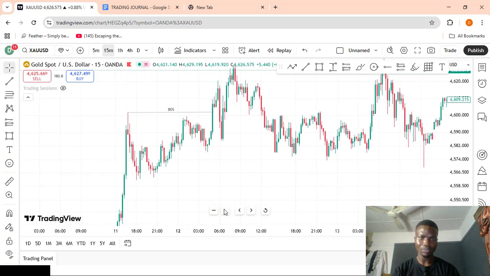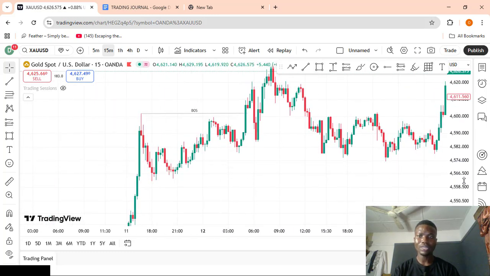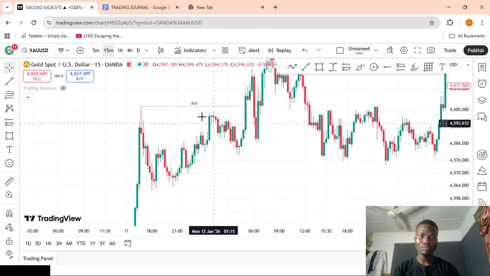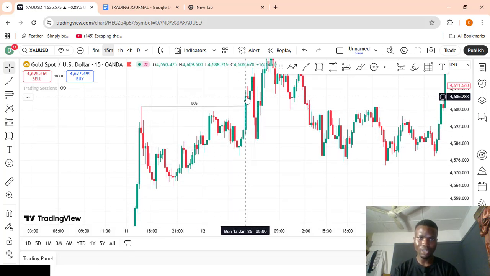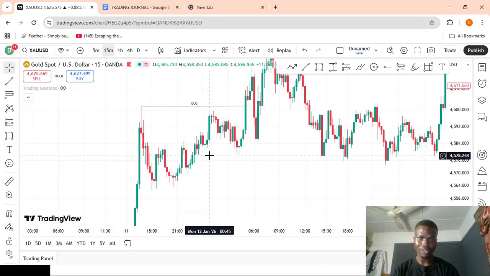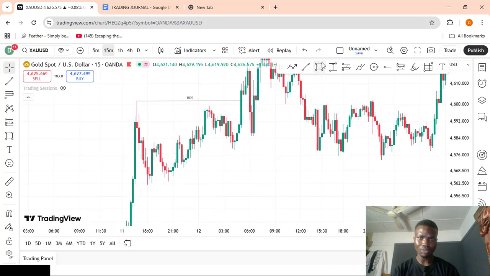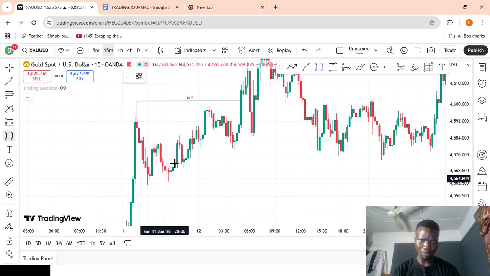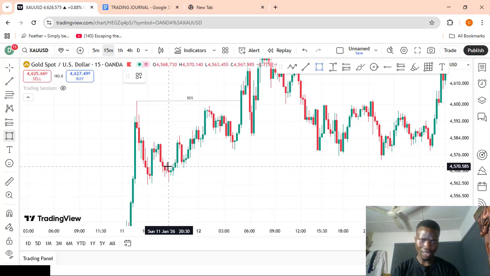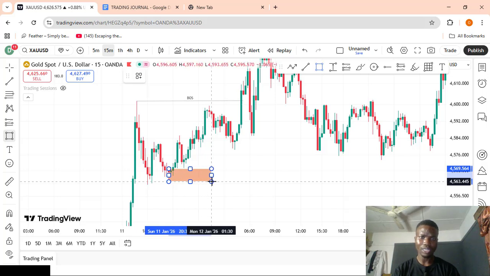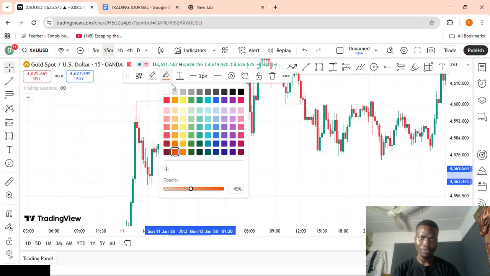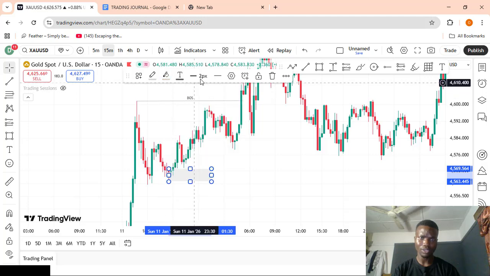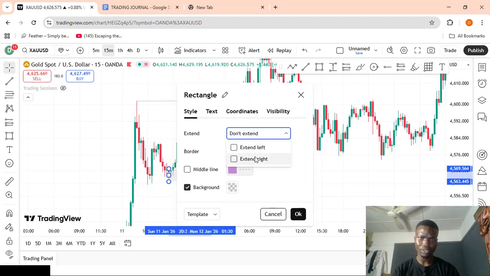I said that your demand area will be below the break of structure when there is a break above this area. So this is how you mark out your demand area. What I'm going to do now, this is the last candle that formed below here. So this is the candle that I'm going to mark. Then I'm going to extend this to the right.